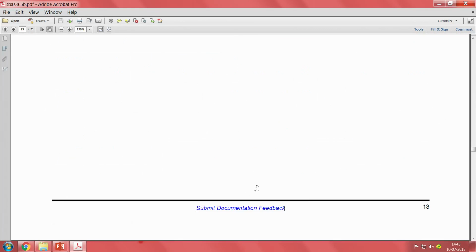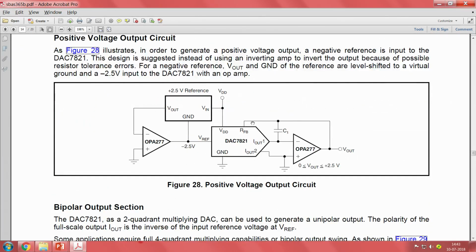Okay, let us not go into the details of this. Then positive voltage output. As we have seen, by design the output of it is negative. So if you want to make the output positive, what should you do? That circuit they have given. You can always go through it in detail.